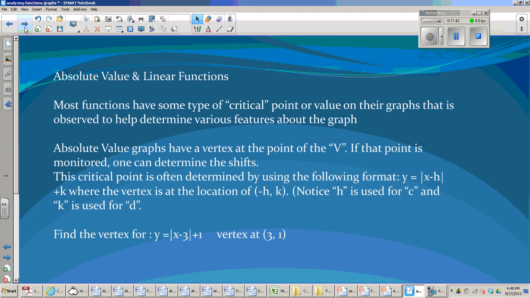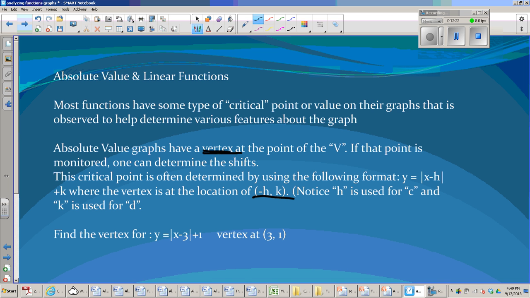Most functions have some type of critical point or value on their graph that is observed to help determine various features. Absolute value graphs have a vertex at the point of the V. If that point is monitored, one can determine the shifts. The critical point is often determined by using the following format: y equals the absolute value of x minus h plus k, where the vertex is at the location opposite h, k. Notice h is used for c, k is used for d.